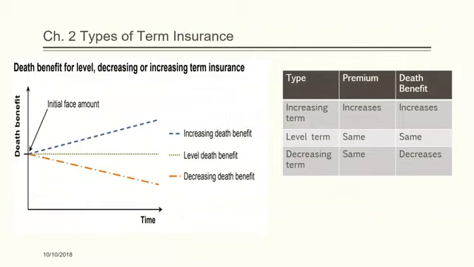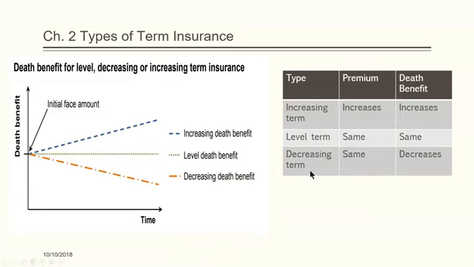Then talking about term insurance, there are three different types of term insurance. One is the level death benefit, which means that basically, very simply, the premium stays the same and the death benefit stays the same. So you're paying maybe $30 a month and your benefit is $250,000. It's for 20 years. So that is a term level death benefit policy.